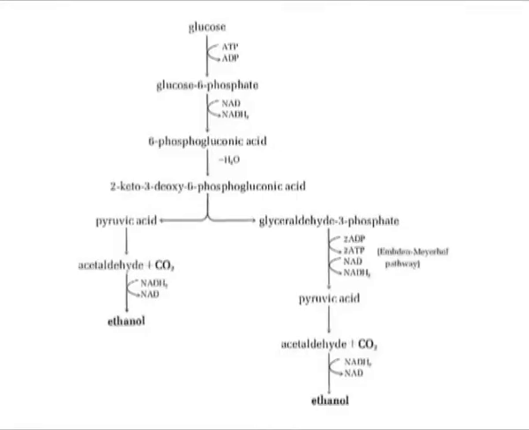The next pathway, the third pathway, is the Entner-Doudoroff pathway. This pathway starts with the formation of glucose 6-phosphate and 6-phosphogluconate. Further, this 6-phosphogluconate is dehydrated to form 2-keto-3-deoxy-6-phosphogluconate. This 2-keto-3-deoxy-6-phosphogluconate is then cleaved by the 2-keto-3-deoxy-6-phosphogluconate aldolase to pyruvate and glyceraldehyde 3-phosphate.